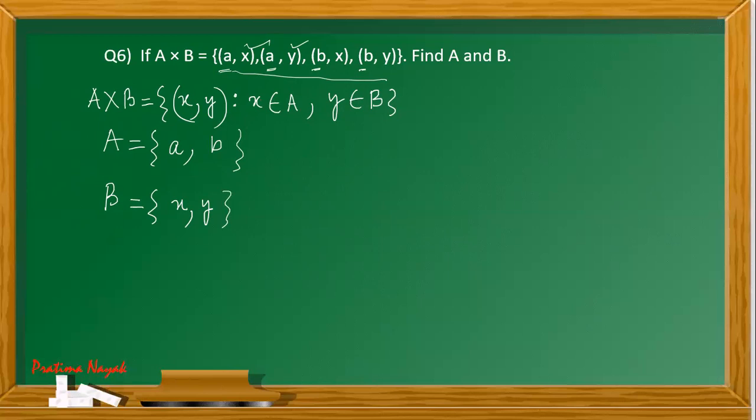Now, let us check it. If this has two elements and this has two elements, then A cross B must have 2 into 2, 4 elements. So n(A) is equal to 2, n(B) is equal to 2, then the Cartesian product has how many elements? 4 elements. Is there 4 elements? Yes. So these two are correct. So this is our answer. A is this set and B is this set.